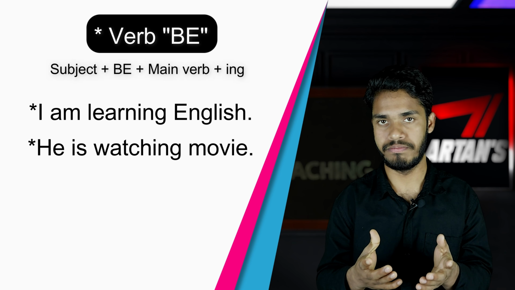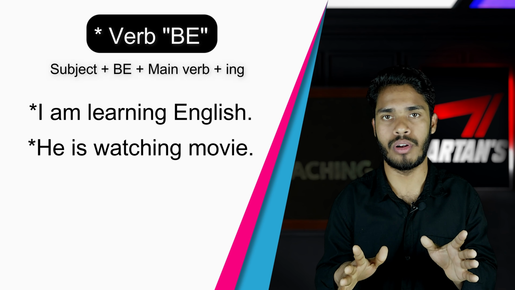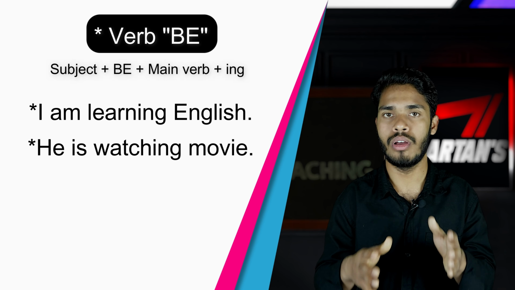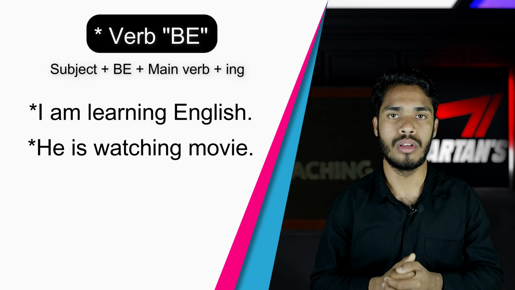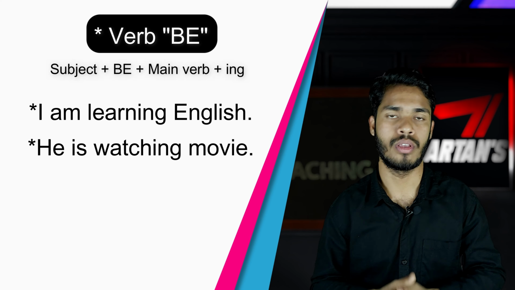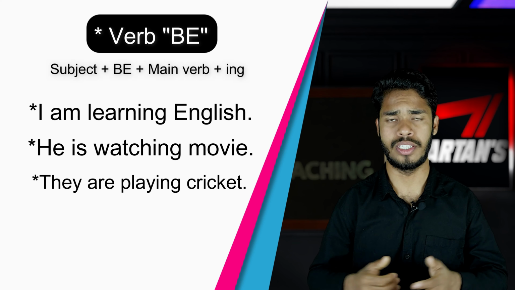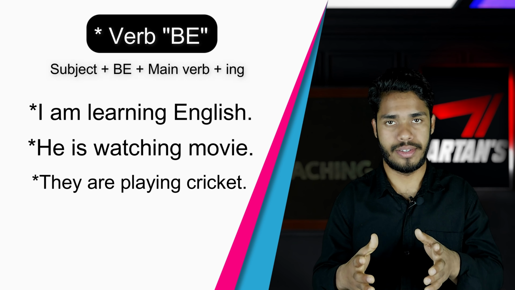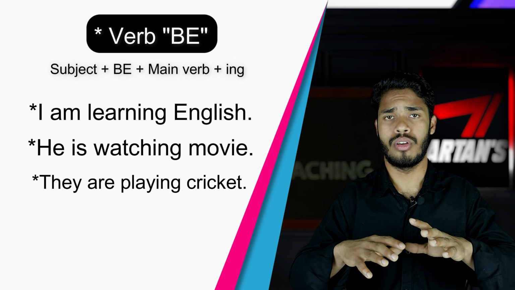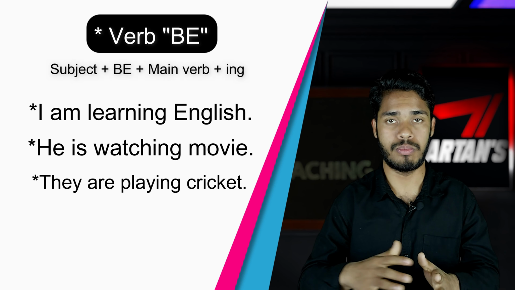He is watching movie. Is is used for third person singular number. When the subject is third person singular number, we use be verb is. So he is third person singular number, and for that, we use is. He is watching movie. Action is ongoing, right? And here another example. They are playing cricket. They is a plural subject and are is used for plural subject. So they are playing cricket.